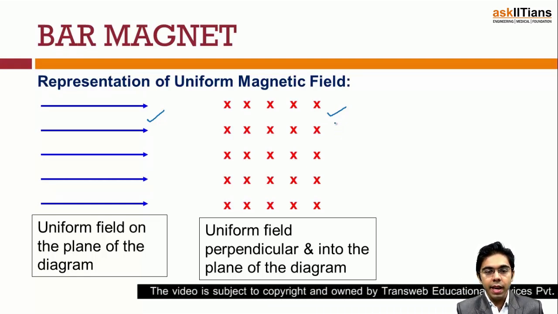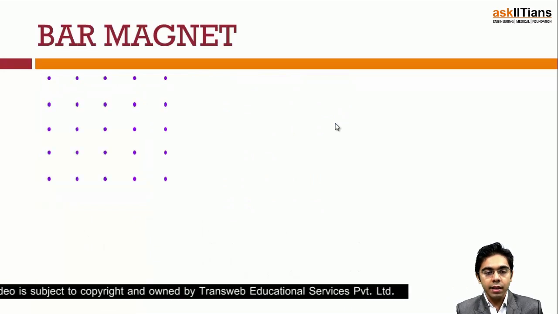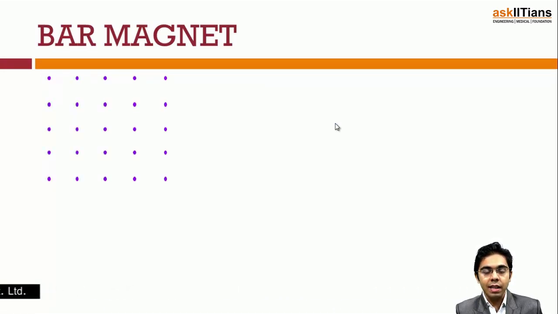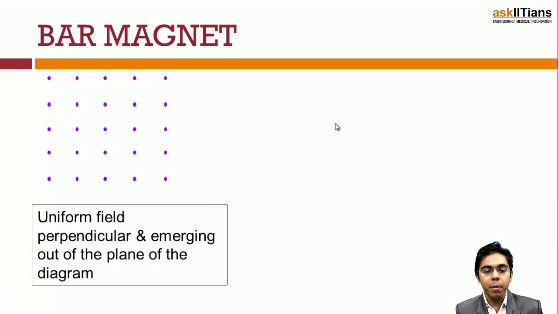Now if you check the next representation, the third or the last representation, that is the dots. These dots are the uniform field perpendicular, or emerging out of the plane of the diagram. That means these are coming towards me. So this is the last representation of the magnetic field. Now we have to remember the directions of these magnetic fields.